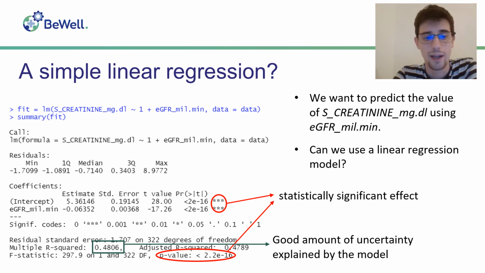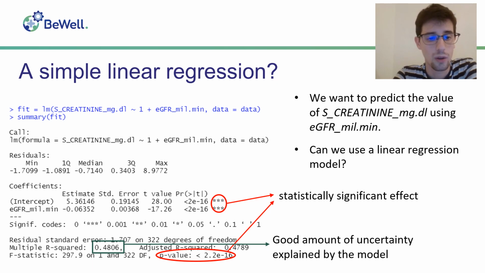Now, look at the R call reported in the slide. We specify that our response variable, which must be written before the tilde symbol, is creatinine, and we want to predict its values using an intercept, represented with a 1, and eGFR. After saving the results in an object called fit, let's print the summary of it.